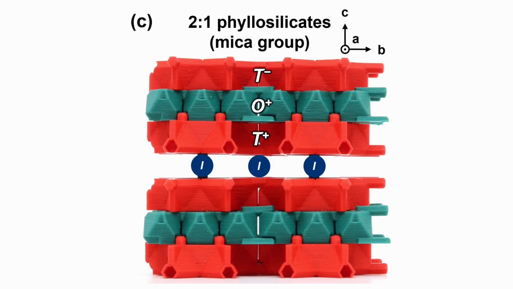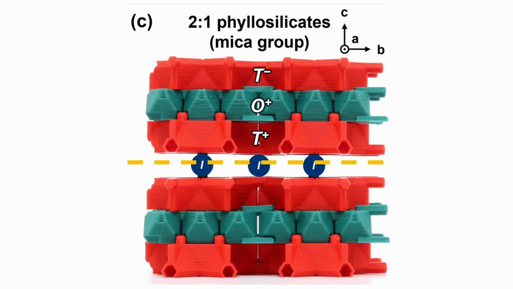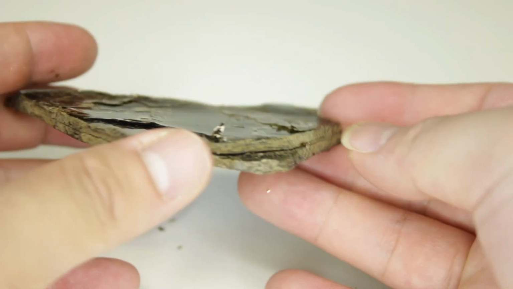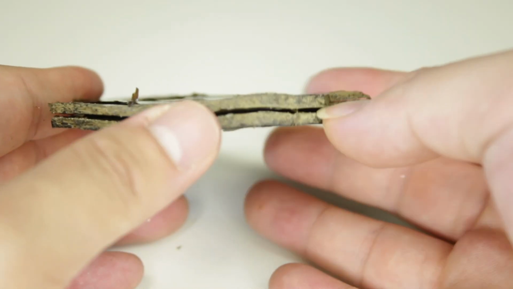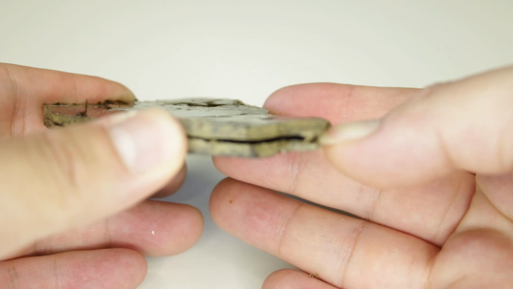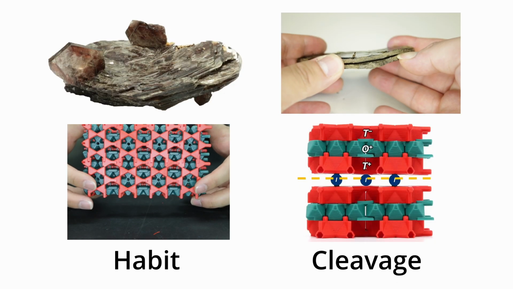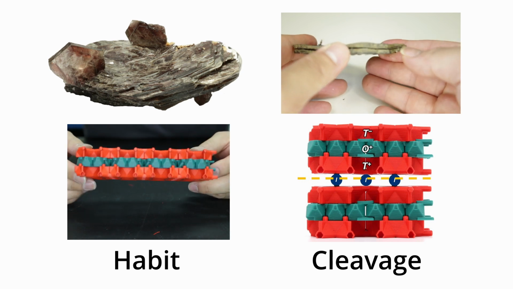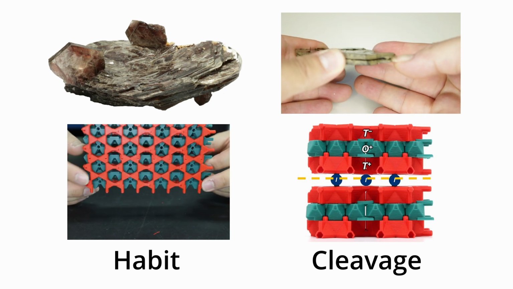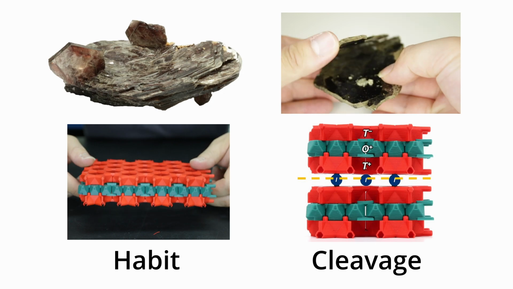These vertical bonds between the TOT sheets don't just influence how 2-to-1 phyllosilicates grow. The bonds also influence how the minerals break. This dominant plane of weakness between the TOT sheets defines the basal cleavage plane that is characteristic of this mineral structure. The characteristics that we most commonly use to recognize micas and other 2-to-1 phyllosilicates are intrinsically linked to their crystal structures.